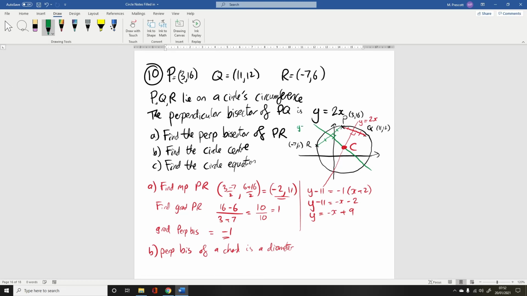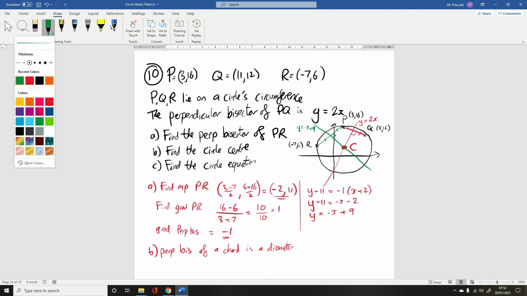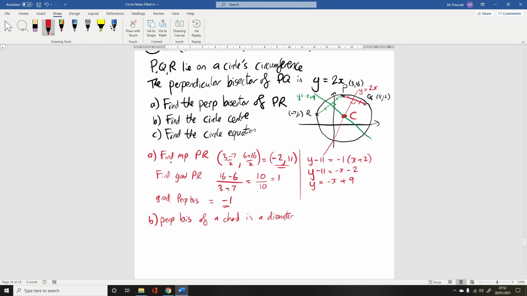And we found that this was y equals minus x plus 9. So all we have to do then is solve this as an equation. We've got y equals 2x and we've got y equals minus x plus 9. So all we need to do is to find the intersection point, which would be equal to the centre of the circle. So an easy way of doing that is just sub in that y equals 2x. So 2x equals minus x plus 9, 3x equals 9, x equals 3, and then we know y equals 2x, so y equals 6. So the centre of our circle is 3, 6.